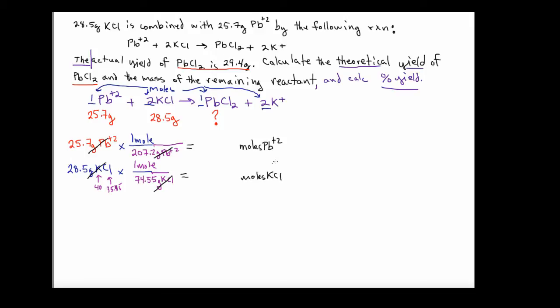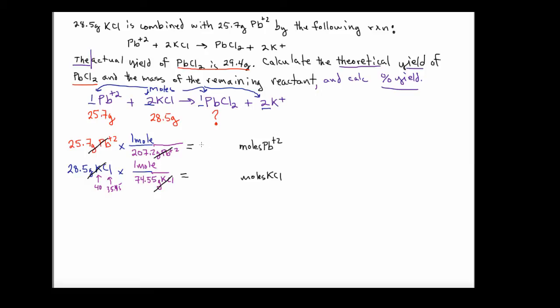So remember the game here. We're calculating the theoretical yield of lead chloride using both reactants as if the other reactant is in excess. When we get the moles of the lead chloride calculated using both reactants, then we're going to compare those two numbers, determine which of the two values is smaller, and recognize that that value had to come from the limiting reactant. All right, so let's see what we got here.